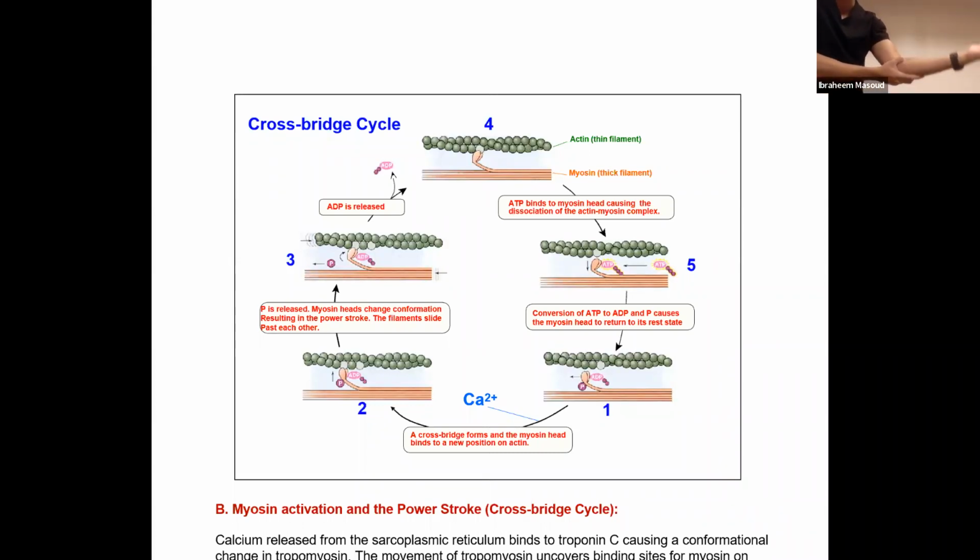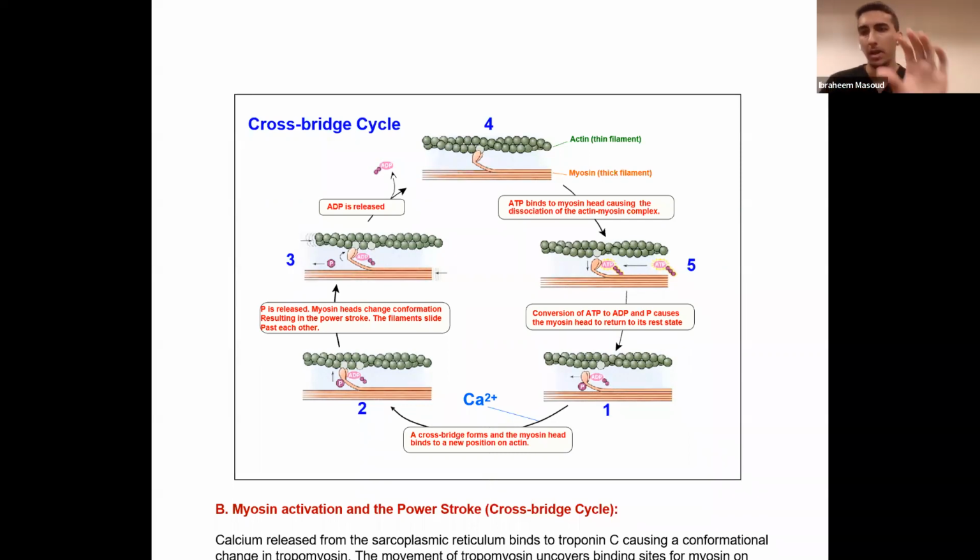And then when you want to stop the contraction, ATP will come again, bind to myosin, and get it back to where it was. So ATP did two things. It caused the power stroke, it got hydrolyzed, and myosin caught actin. Second thing, when we want to stop contracting, ATP will go to myosin and pull it back.